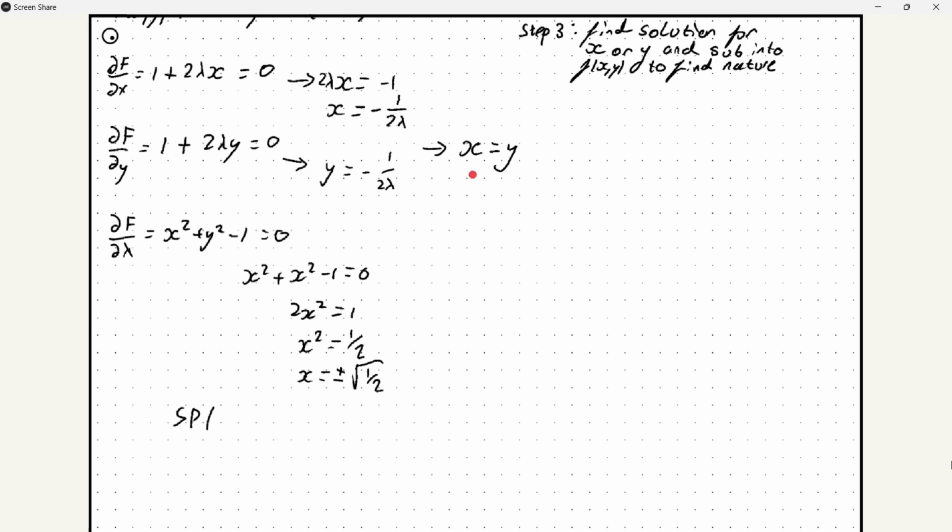But we've said up here that x must equal y. That's why we can't have 4 stationary points, you know, like alternating. So let's make them into coordinates.